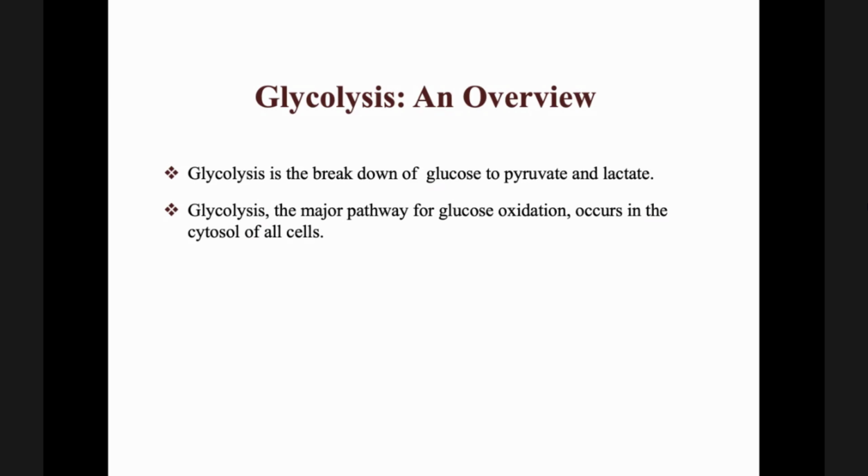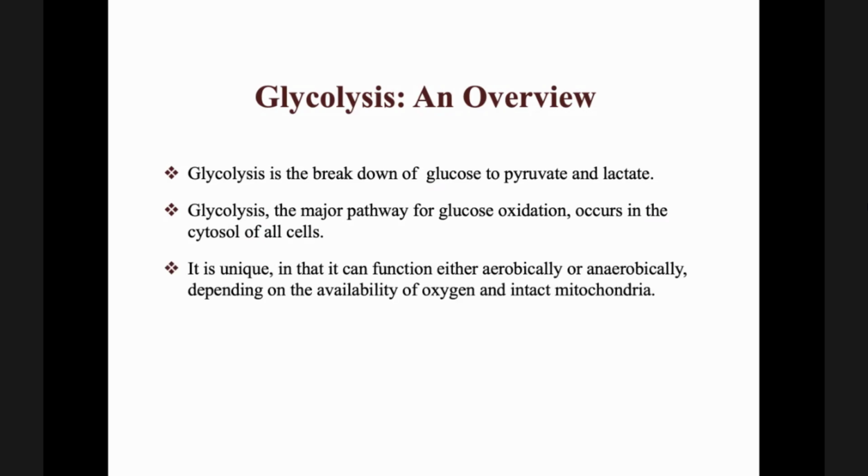If I ask, where does the glucose get oxidized? Well, then you will say both in the cytoplasm and in the mitochondria. However, if I ask what is the process that oxidizes glucose in the cytoplasm, then you know it's glycolysis. It is unique in that it can function either aerobically or anaerobically, depending on the availability of oxygen and intact mitochondria. What do we mean by that?